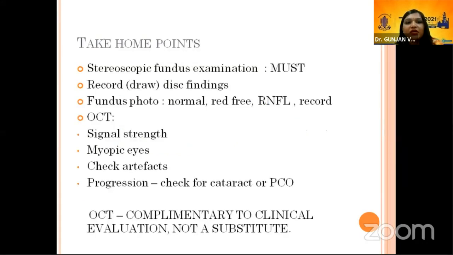So the take-home points are: stereoscopic fundus examination is a must, followed by recording or drawing of disc findings. And fundus photos should be done, normal and red-free, to check for RNFL and for record purposes. And OCT should be evaluated carefully for signal strength, myopic eyes, and artifacts. In case of progression, check for cataract or PCO. So OCT is complementary to clinical evaluation, but not a substitute.